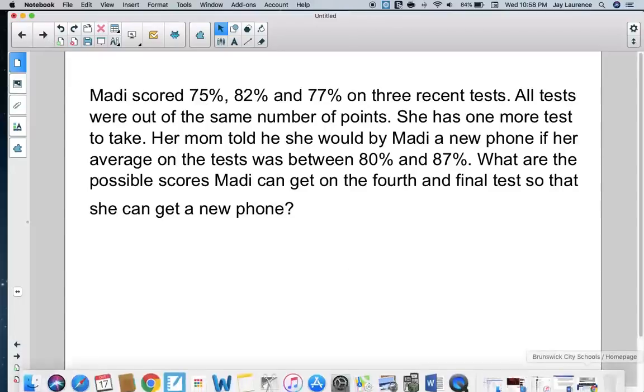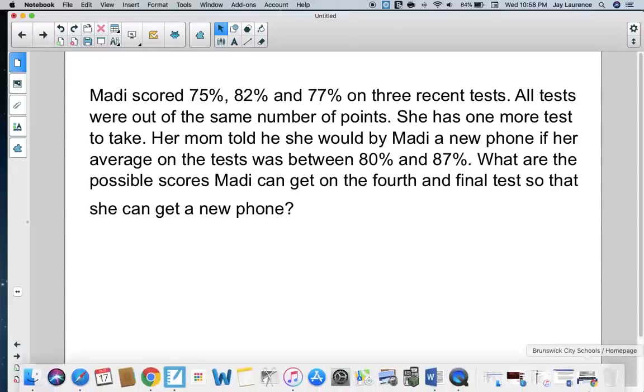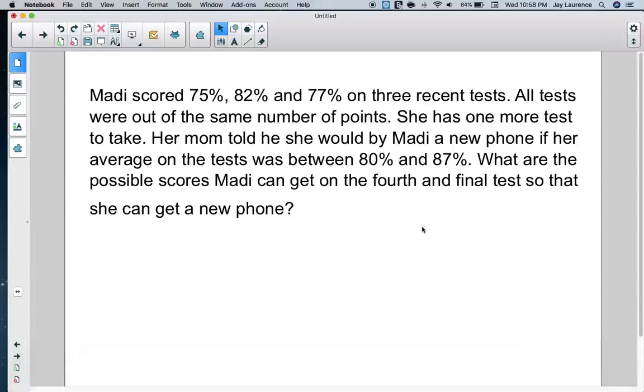And this type says Maddie scored 75%, 82%, 77% on 3 recent tests. All tests were out of the same number of points. She has 1 more test to take, and we're going to go ahead and assume that this 4th test is out of the same number of points as well. Her mom told her she would buy Maddie a new phone if her average on the test was between 80 and 87%.